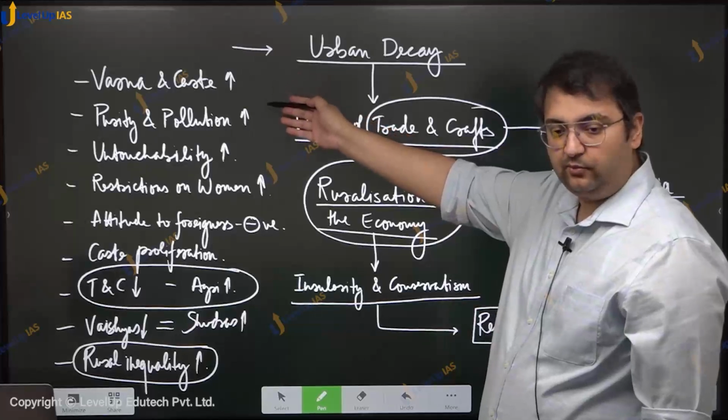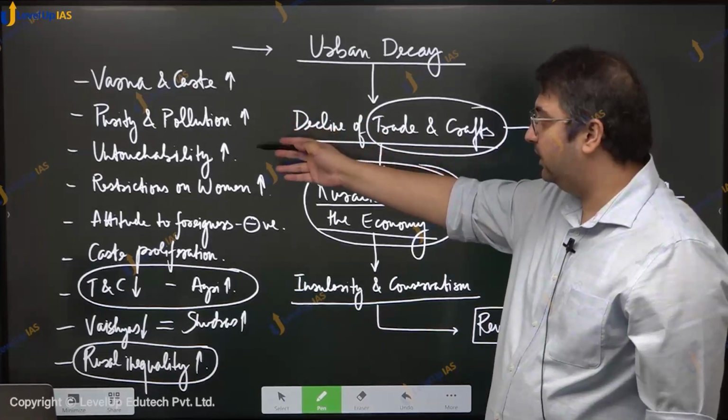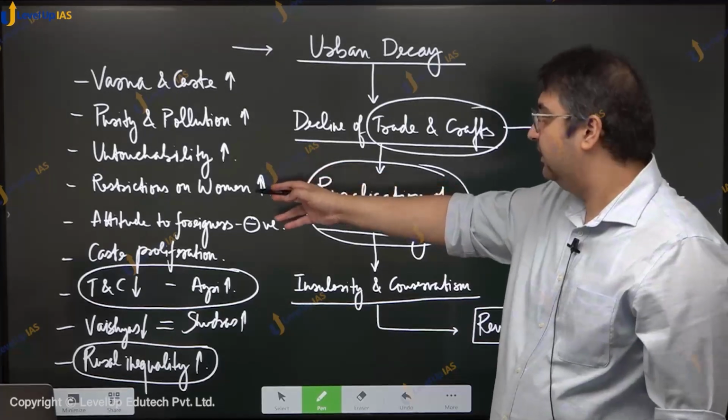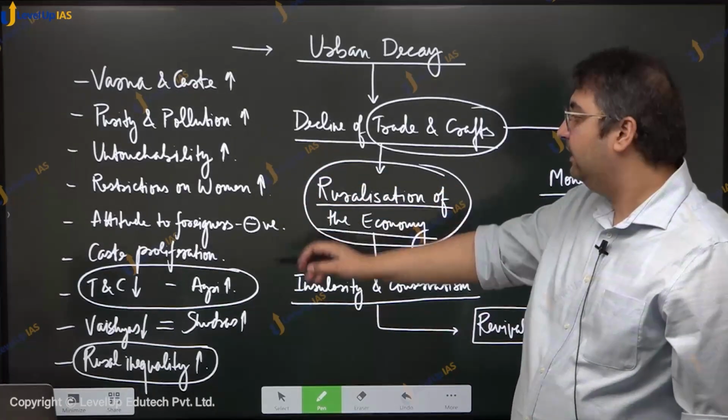Varna and caste system going to become more pronounced, more rigid. Purity and pollution going to become more important. Untouchability is going to increase. Restrictions on women are going to increase. Attitude towards foreigners are going to become negative.